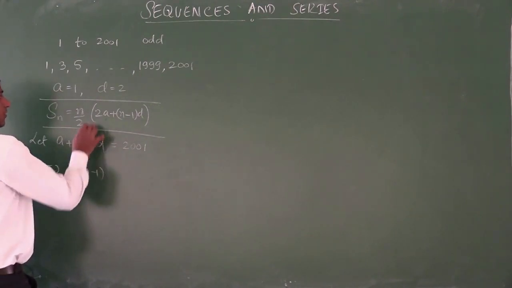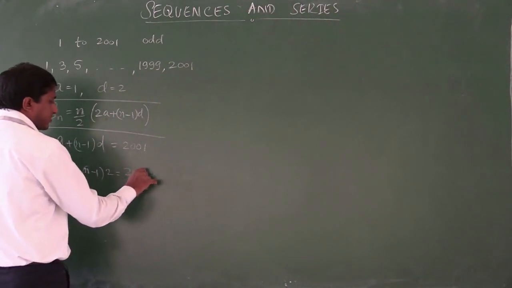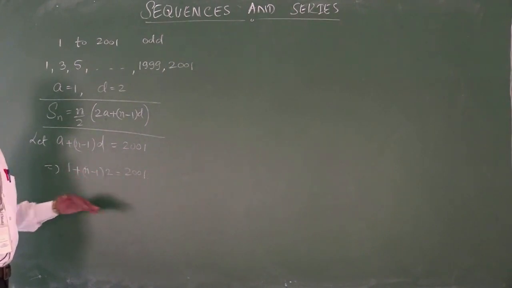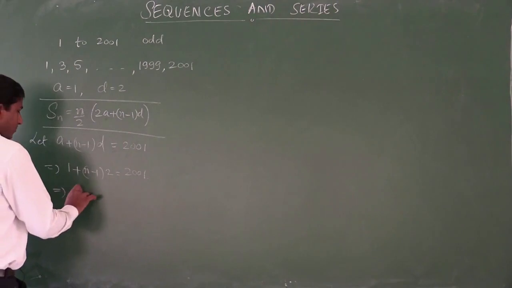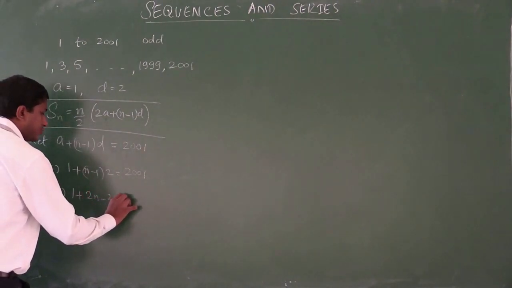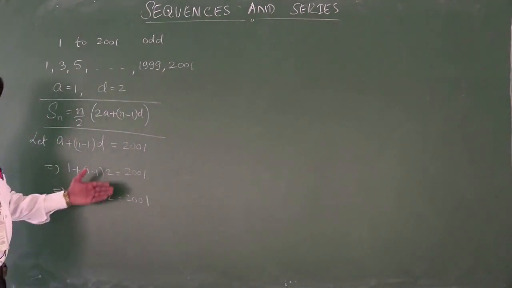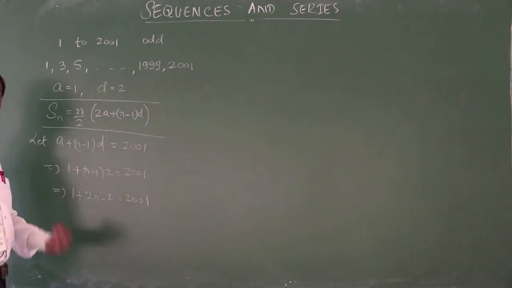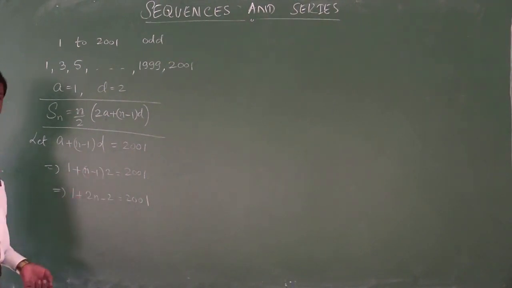N minus 1, value of d is 2, equals 2001. So we have to simplify this equation and find out the value of n. So we do that now. 1 plus, I can write this as 2n minus 2 equals 2001. You can pause the video and continue to find out the value of n and then play it again and see whether you're getting the same value.